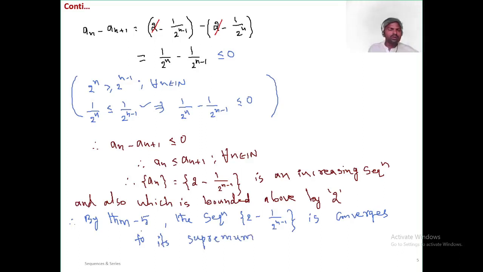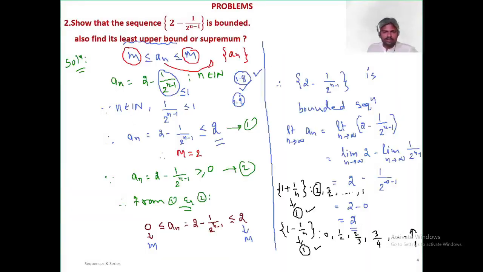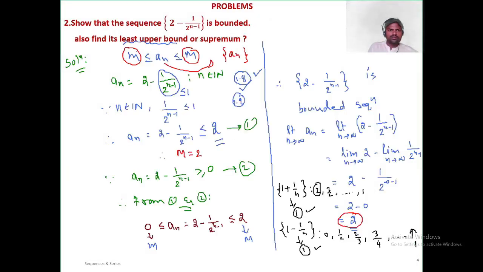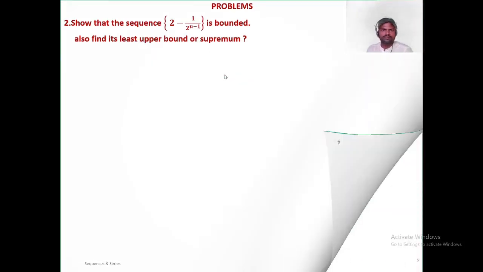In theorem number 5, look at the note. In the note, I have written its supremum. So what is the supremum of 2 minus 1 upon 2 raised n minus 1? It is its converging point. Just now we calculated its limit. Look, its limit is how much? 2. So 2 is the limit, right? Therefore its supremum is 2. That's what the question asked: show it is bounded, and also find its least upper bound or supremum. That's it. Next, problem number 3.